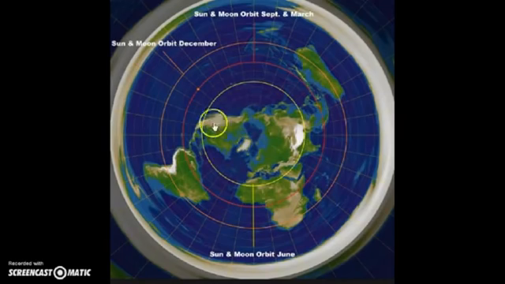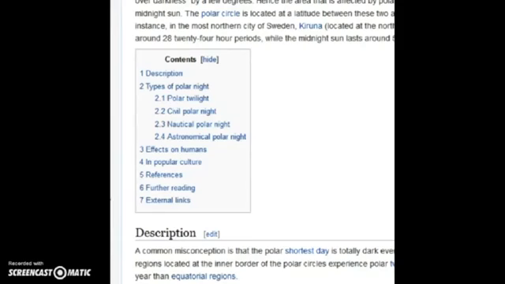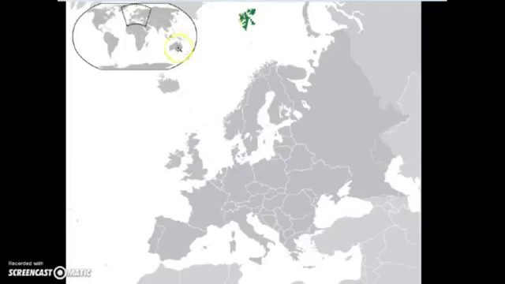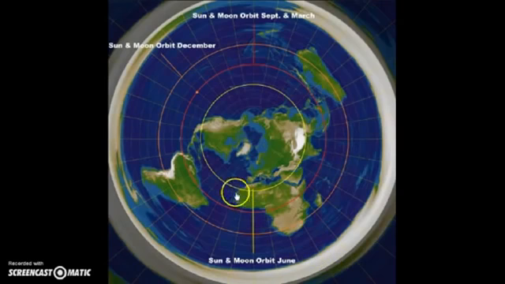So this is a very short video explaining the polar nights. Now quickly explain the polar nights. Here in Svalbard, Norway, you can see this image here. Now let's take a look at it on the map. And this is, of course, the false map that we are given in the history books, in the schools. So again, it's that simple.